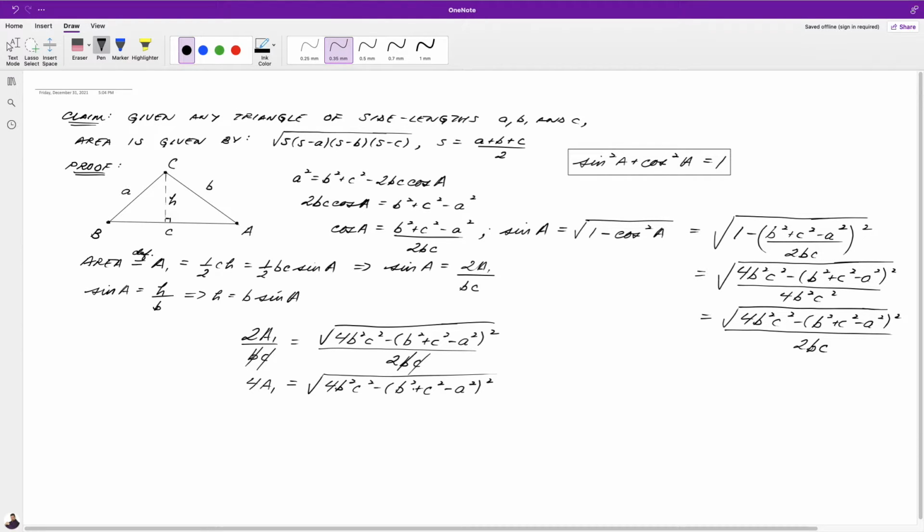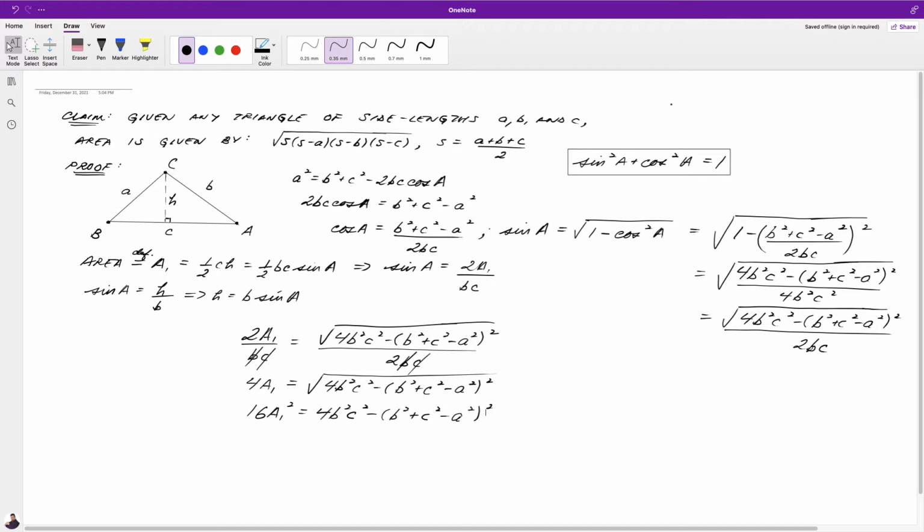Okay. And now I can square both sides here. It's going to give me 16a1 squared is equal to 4b squared c squared minus the quantity b squared plus c squared minus a squared all squared. And now this right here is actually a difference of squares.